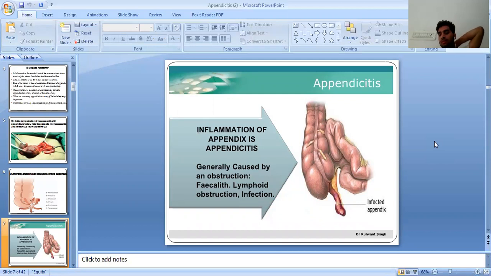Appendicitis: what is meant by it? Inflammation of the appendix is called appendicitis. It is usually caused by an obstruction, lymphoid obstruction, and infection.